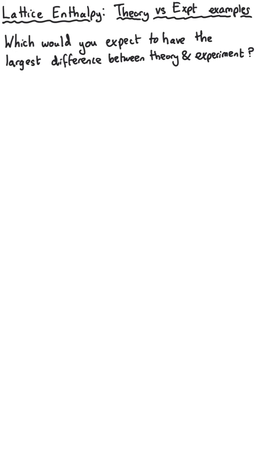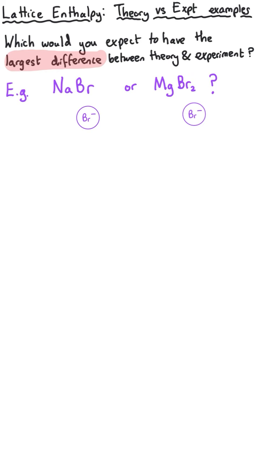In an exam situation, you might be asked to consider the difference between the theoretical and the experimental lattice enthalpy values, and this could take a number of different forms. For instance, which would you expect to have the largest difference between theory and experiment, sodium bromide or magnesium bromide? Now, in both of these examples, the negative ion is the same. That means the bromide ion is going to be equally polarizable in each instance. And so the difference comes down to the positive ion.